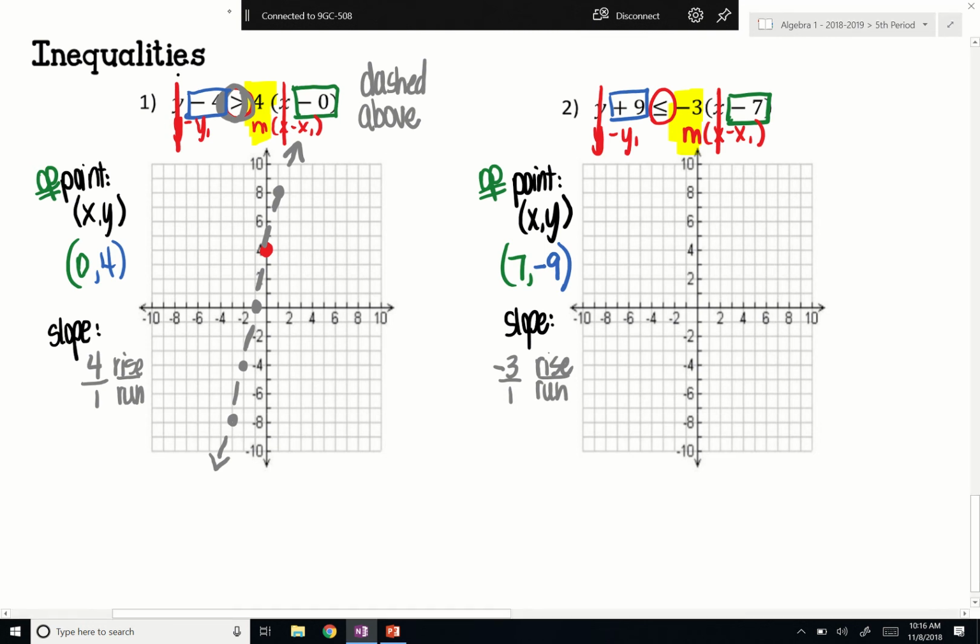And the above situation is the same thing. We're going to go to that original point we plotted. So we plotted that red point first. We're going to draw an arrow above it. And wherever that arrow touches is where I shade.